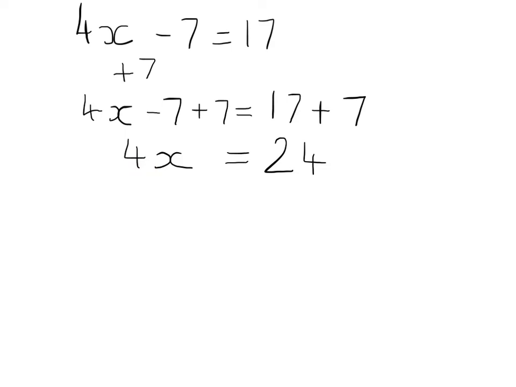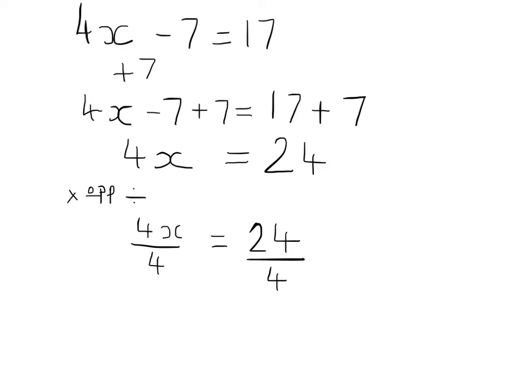Now, we know in algebra, 4x is the same as 4 multiplied by x. So we know the opposite of multiplication is division. So if it's multiplied by 4, to get rid of it, we do the opposite, we divide by 4. So 4x divided by 4. Whatever you do to one side, you must do to the other. So we must also say 24 divided by 4. 4 divided by 4 is 1, so we can write 1x, but convention says we just write x on its own. And 4 goes into 24 6 times. There's our answer. X equals 6.